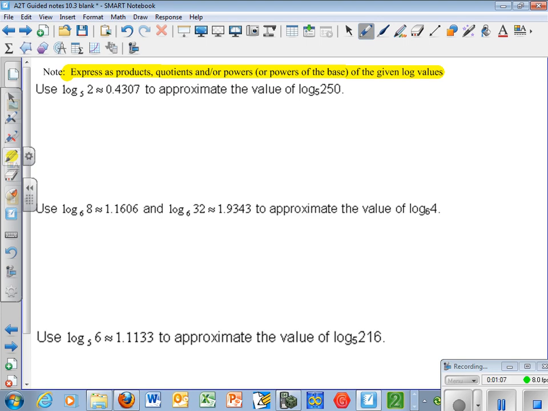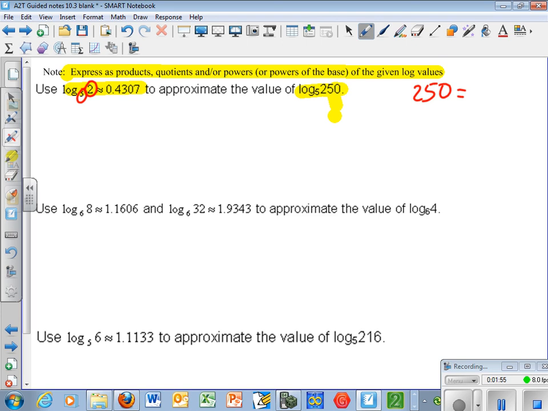So notice what they give me here. The log in base 5 of 2 is approximately 0.4307. We want to figure out log in base 5 of 250. So I want to be able to express 250, what I'm trying to find the log of, as maybe a product of two things dealing with the given logs. Now, we're only given one log in this. Notice I have a base of 5, and it's the log of 2. So how can I express 250, kind of break it down, either products, meaning multiply, or maybe a power on one? Okay, so you really got to think here.